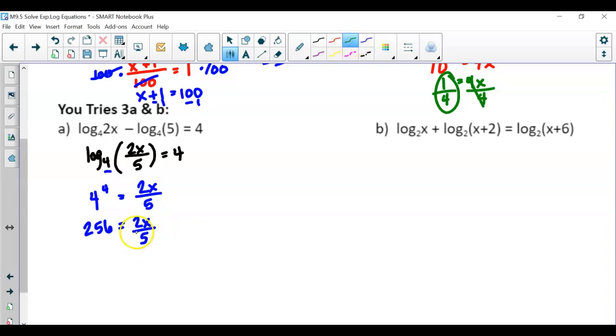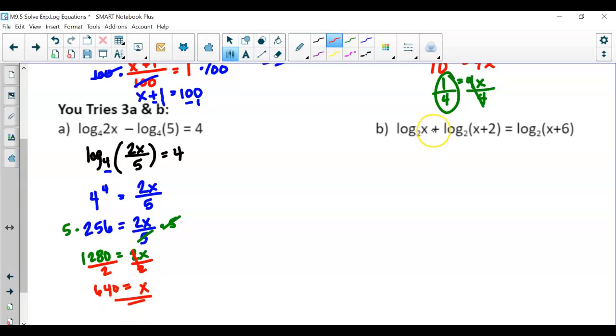Now we can solve for x. Right now, though, it's being divided by 5, so I can multiply both sides by 5 here. So I'm going to get rid of that fraction and multiply by 5. So here, when you multiply by 5, you end up with 1,280, which is equal to 2x. So now here, divide both sides by 2. And x is equal to 640.